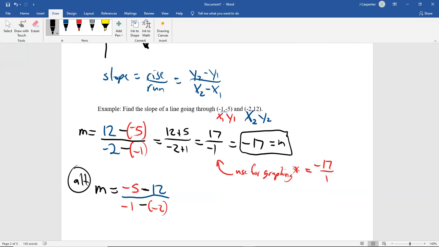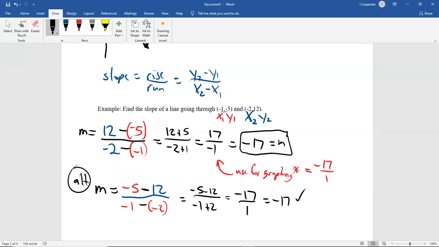Let's fix this up. That's -5 minus 12 over -1 plus 2. -5 minus 12 is -17. Same sign, add the numbers, keep the sign. -1 plus 2 is +1. Same rules. And that's -17. The same answer.